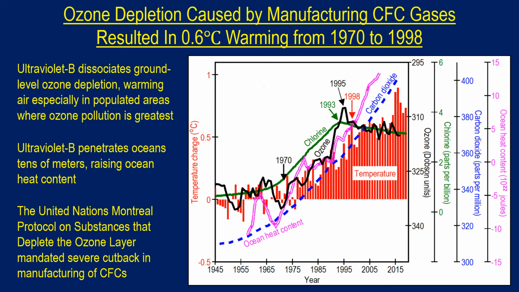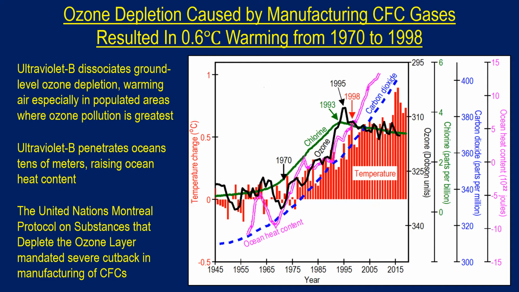Sure enough, by 1993, the concentration of CFCs in the atmosphere stopped increasing. By 1995, the depletion of the ozone layer stopped increasing. By 1998, temperature stopped increasing. Humans had caused the warming by manufacturing CFCs. Then humans stopped the warming by passing the Montreal Protocol.